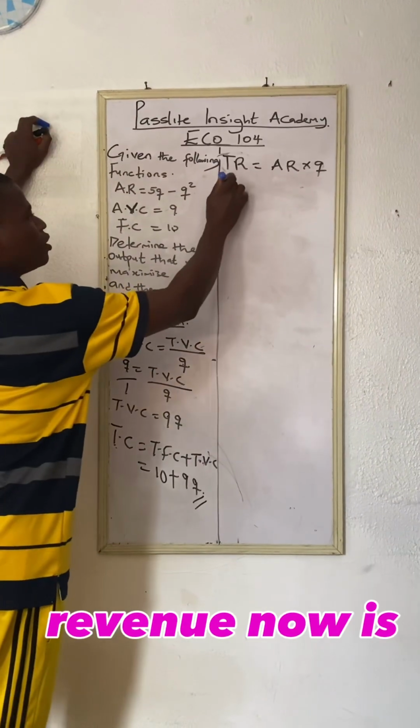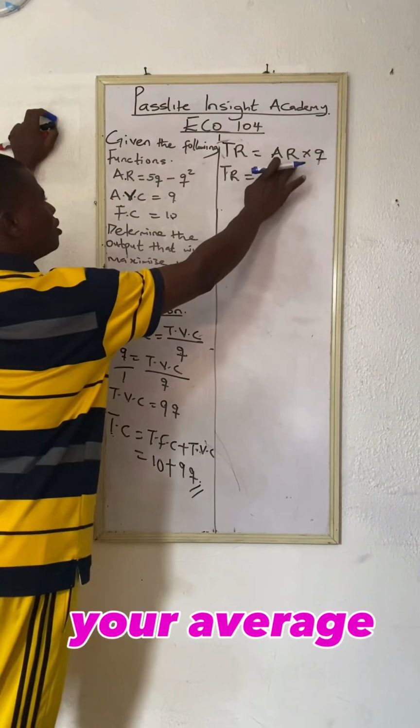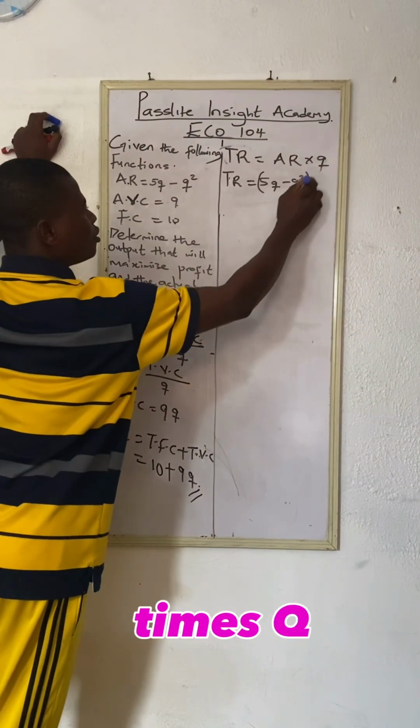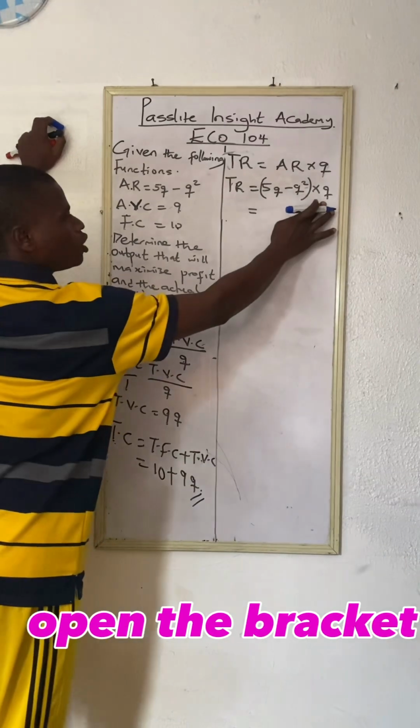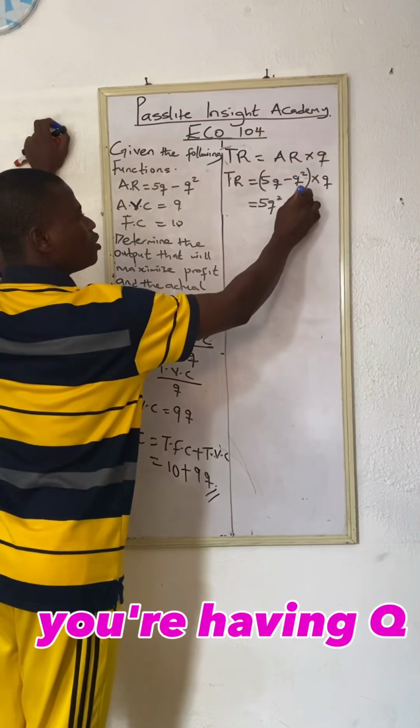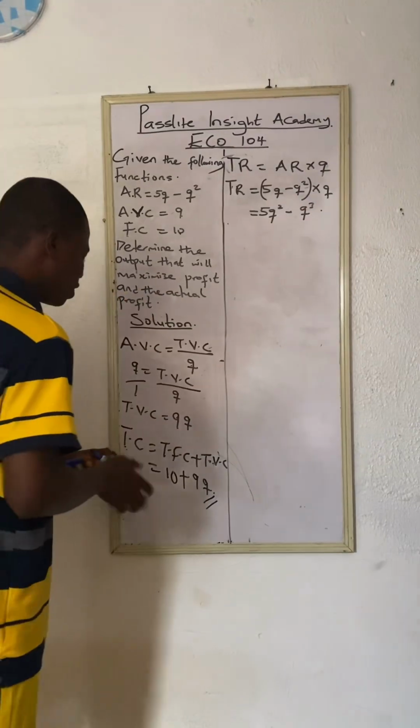So your total revenue now is equal to your average revenue on the board, 5Q minus Q squared, times Q. So open the bracket. Q times 5Q, you're having 5Q squared. Q times minus Q squared, you're having Q raised to power 3. So what is the relation between this?